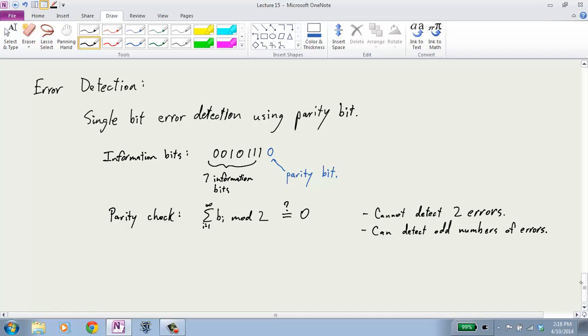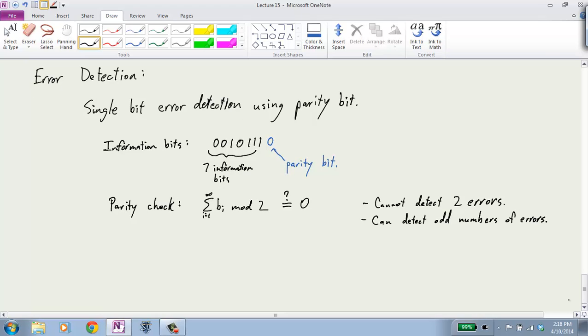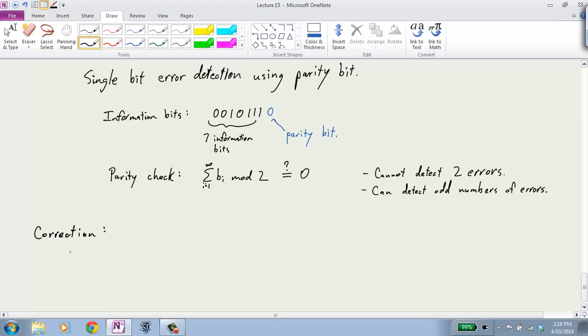So let's talk about actually being able to correct, to go beyond this and not only know that there's an error, but correct it. And notice that the error can occur everywhere here. So this is a symmetric scheme. It protects all the bits equally. Okay, so what about correcting 1 error? Repetition is the simplest way to understand this.